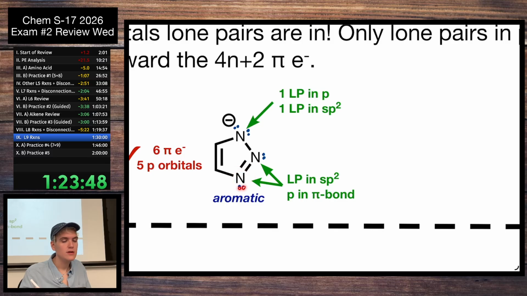Is this lone pair in a p orbital? No, because its p orbital is being used in this pi bond. So this lone pair is in sp2. So do we count it towards the pi electron count? No. Over here, this has 4 electron domains, has a lone pair, appears to be sp3 hybridized next to a pi bond, so it's sp2 by the neighbor rule. It has 1 lone pair that is in a p orbital, because we only have 1 p orbital. So 1 lone pair is in a p, 1's in sp2.